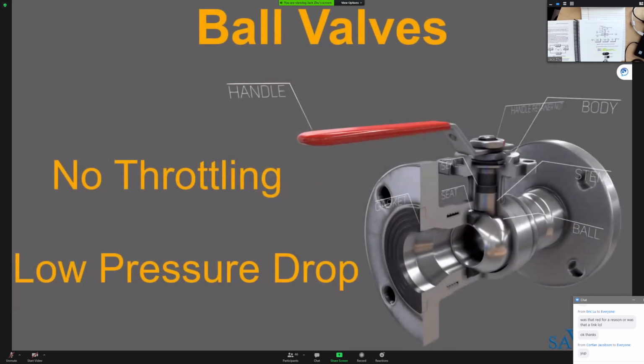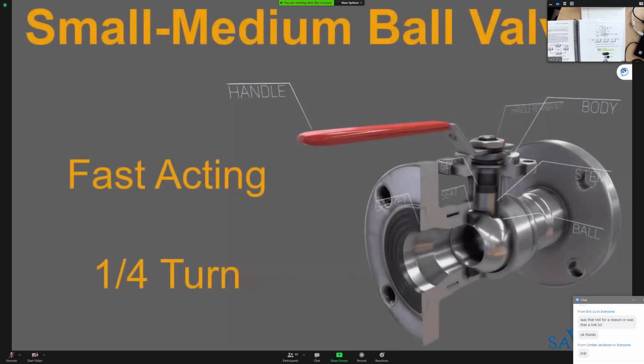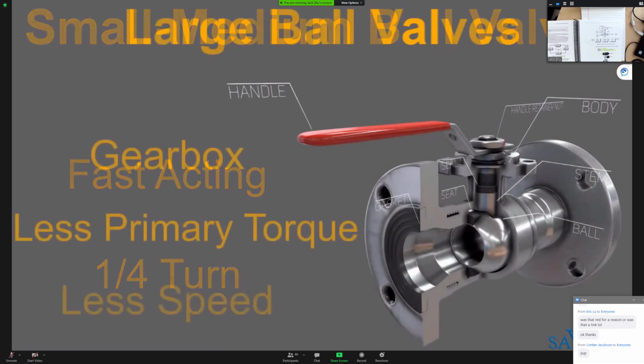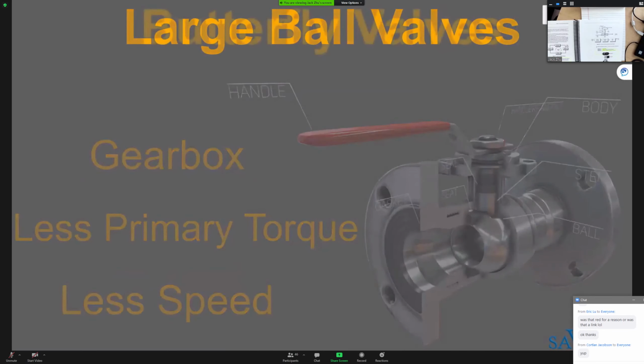Ball valves are not suitable for throttling or regulating flow. The pressure drop across ball valves when fully open is very low. Small to medium-sized ball valves are fast-acting quarter-turn valves. Larger ball valves employ a planetary gearbox. The planetary gearbox allows the use of a relatively small hand wheel and operating force to operate a fairly large valve.